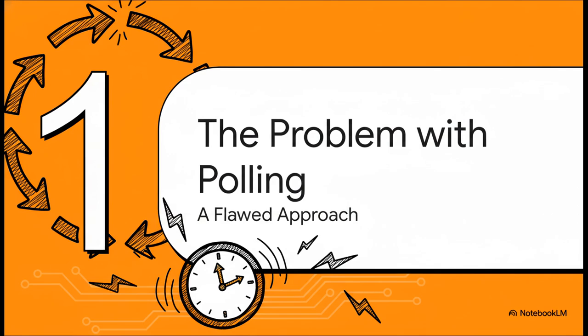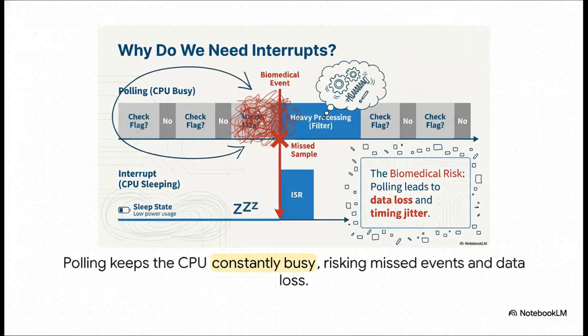event? Well, the first and maybe most obvious way you might try to solve this is with a method called polling. It's simple, for sure, but as we're about to see, it's also deeply, deeply flawed, especially when precision is everything. And this slide right here just visualizes the problem perfectly.